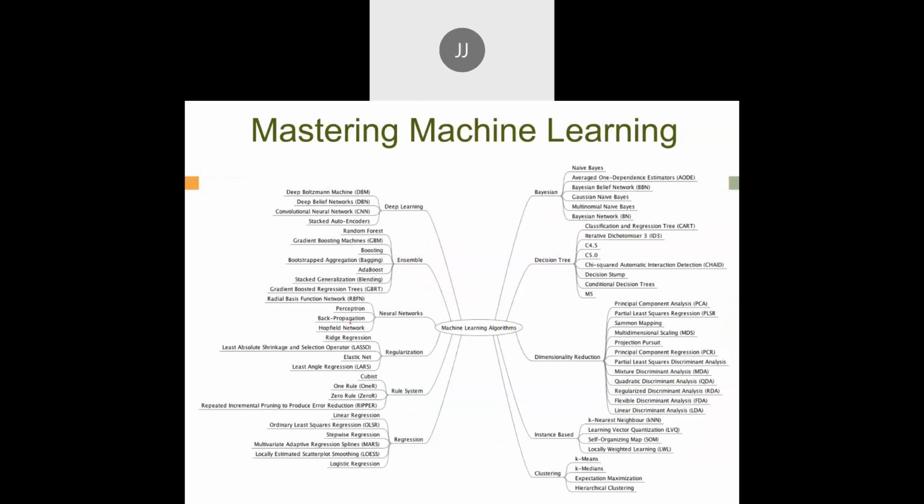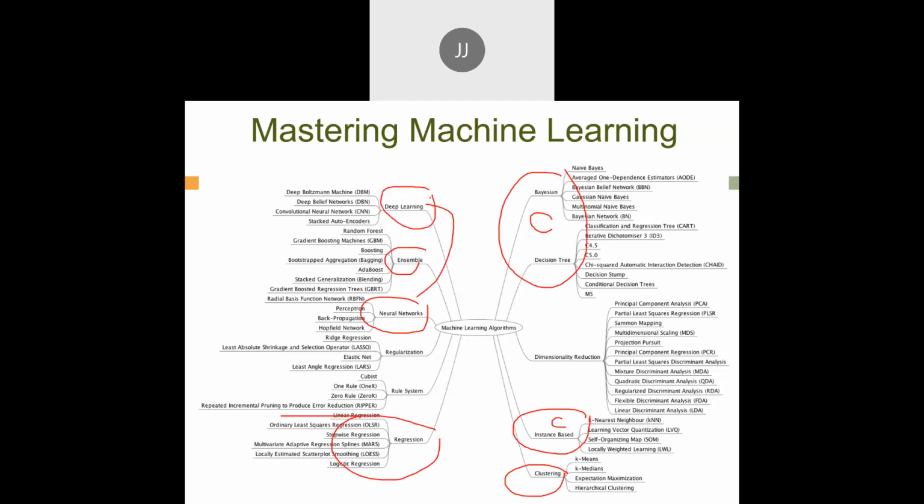So, another diagram. If you look at that one, we have classification, regression, clustering, and the neural network. Then we have the ensemble, and also the deep learning. If you look at most diagrams, they focus on classification, regression, clustering, and they have a special topic for deep learning.